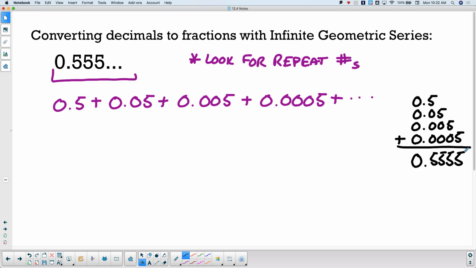Okay? So in that infinite geometric series, I've got a first term. What is the first term? 0.5, 0.5. What is my R value? In a geometric series, how do I find my R value?